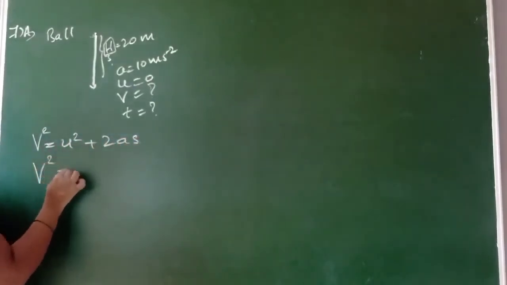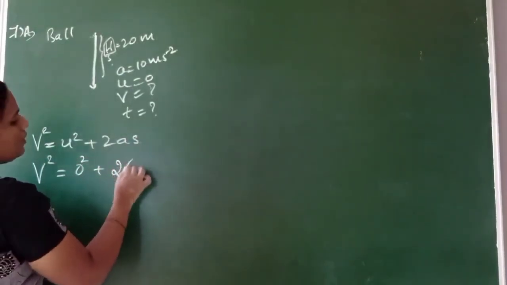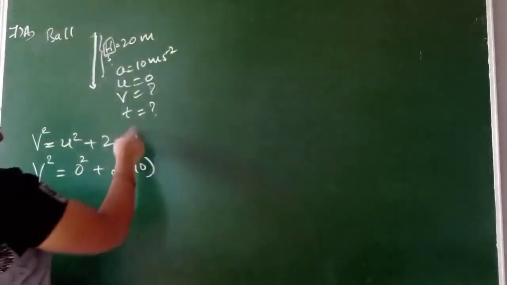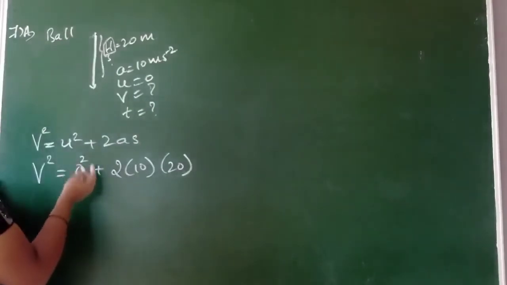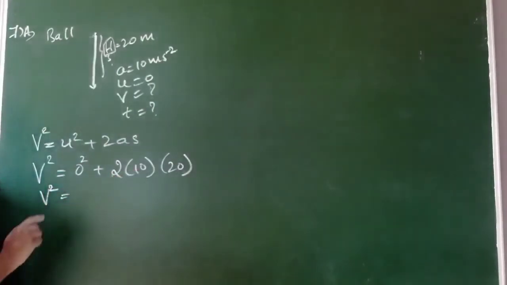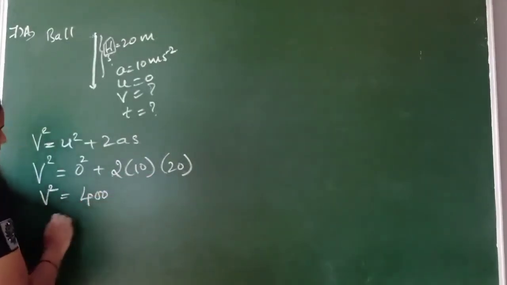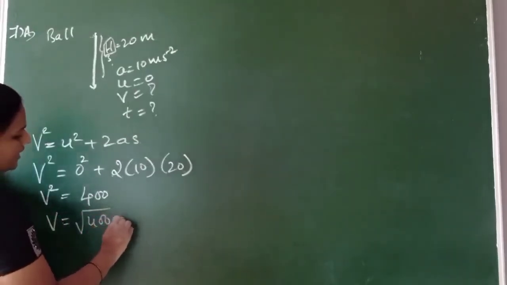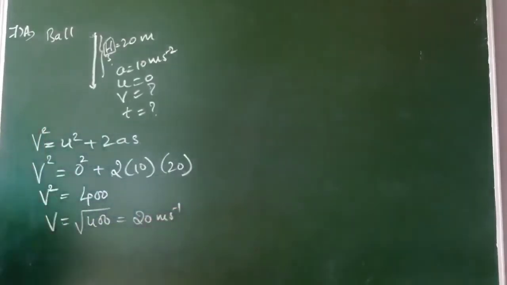Now v square is equals to 0 square plus 2 into 10. Then what is the distance? Nothing but a height, 20, isn't it, children? 0 square is nothing but 0 only, children. Then 2 into 10, 20, 20 into 20, 400, which is nothing but a square root of 400. You will get 20 meter per second, isn't it, children?